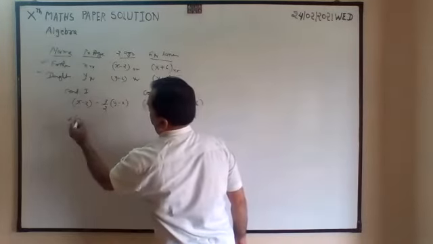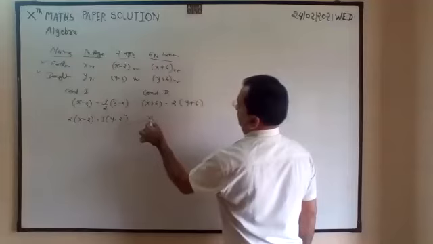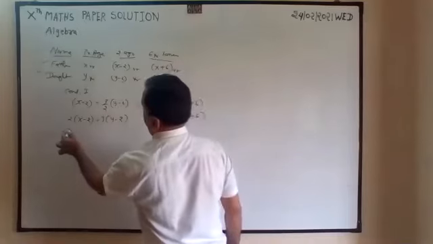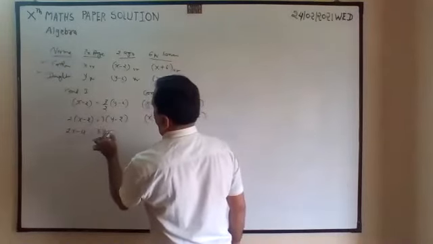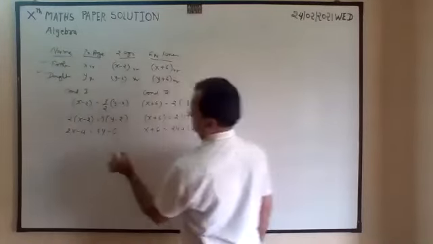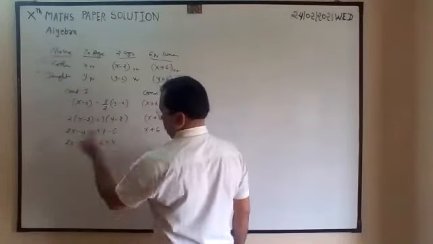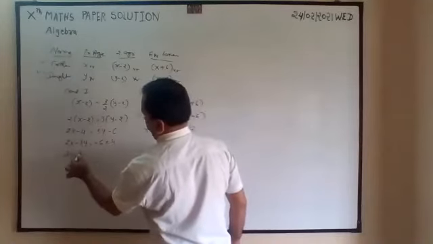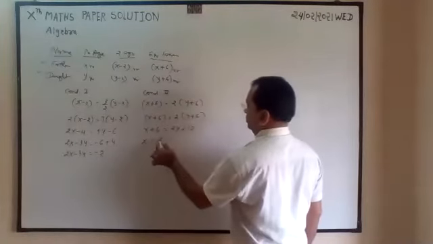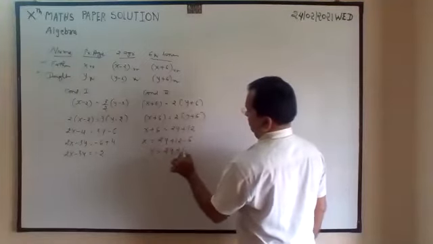So now condition number 1, condition number 2, you have to multiply: 2 x minus 2, 3 y minus 2. Correct. So 2x minus 4, 3y minus 6, x plus 6, 2y plus 12. Now 2x minus 3y is equal to minus 6 plus 4. Change. So 2x minus 3y is equal to minus 2. x is equal to 2y plus 12 minus 6. So x is equal to 2y plus 6.